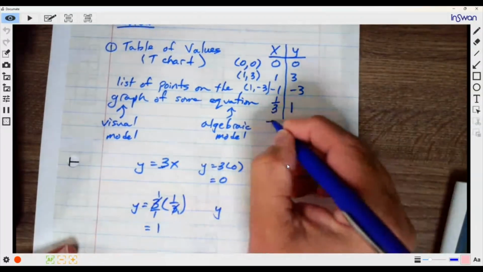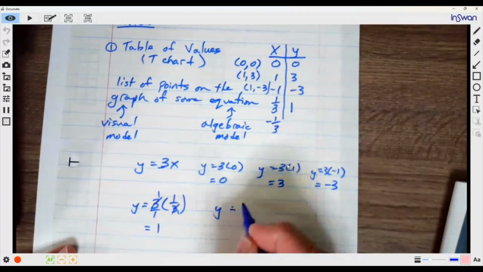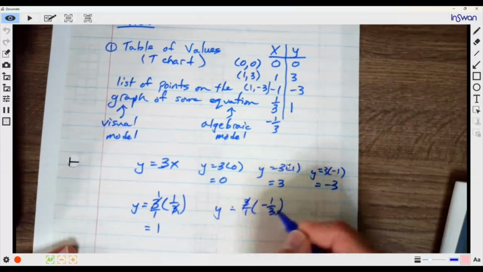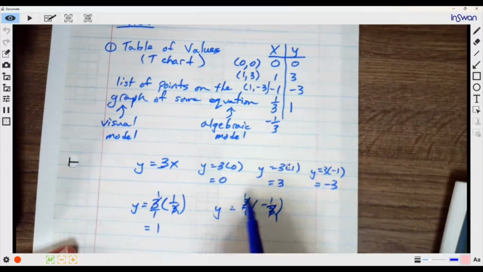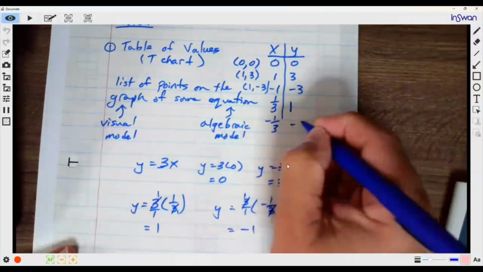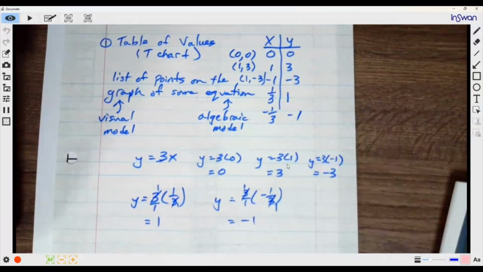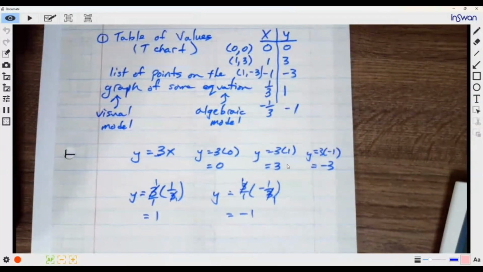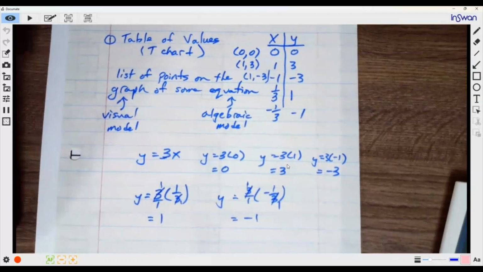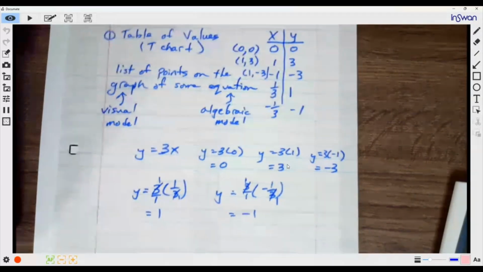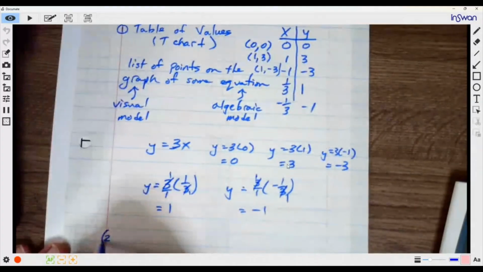When you put -1/3 in, 3 over 1 times -1/3. 3 divides out, goes in there once, goes in there once. 1 times -1 over 1 is -1. So we talked about how we can create our table of values so that we know some of the points that lie on the line.